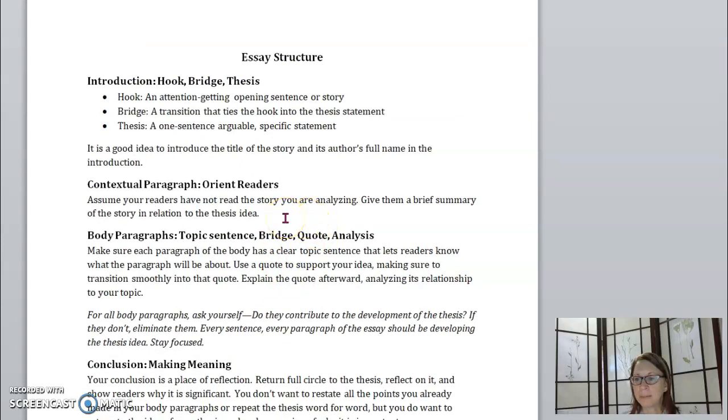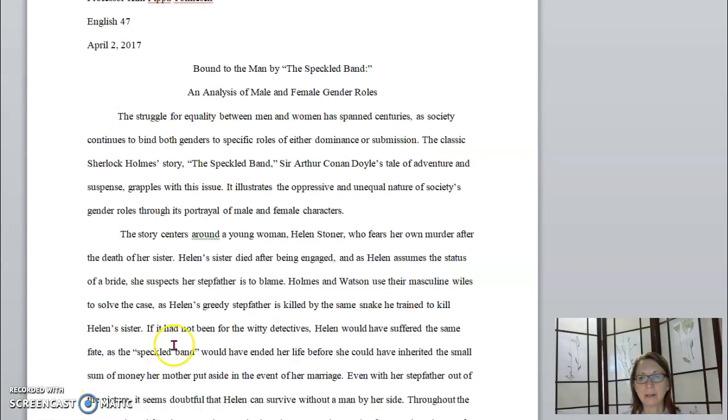Now, often for the second paragraph, it can be good to offer readers some context. You need to assume that they have not read the story you have read, and you need to give them a brief synopsis of it in relation to the thesis idea. So again, let's look here.